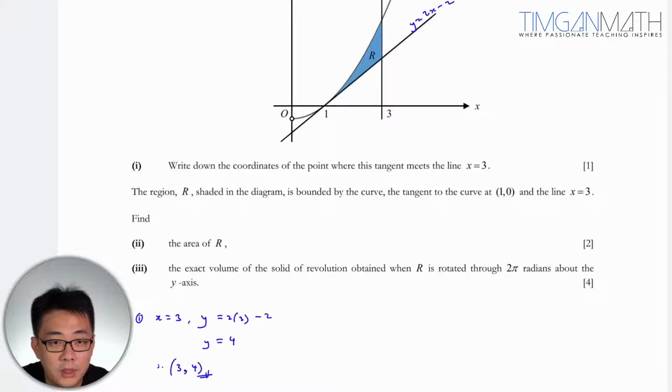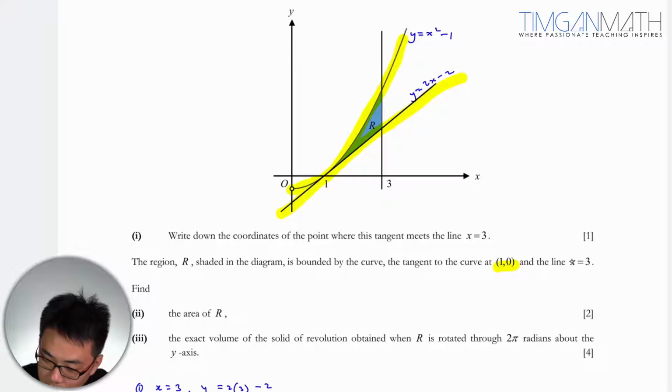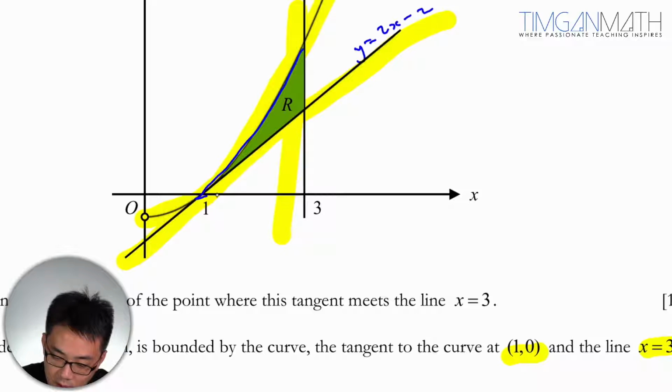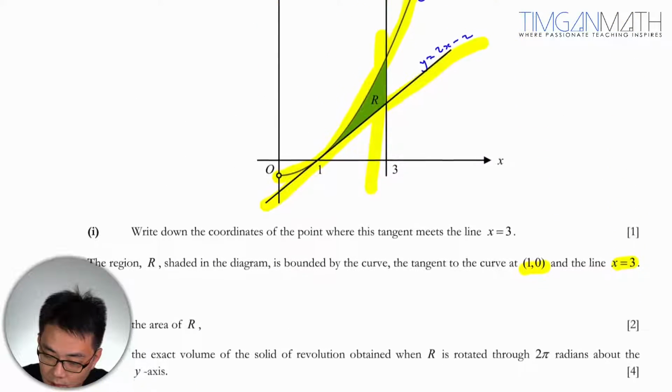Then the region R is shaded in the diagram. It is bounded by the curve, this curve here, and the tangent at (1, 0), which is this one, and also x equals 3. So this is the region R. Find the area of R. I think this is not too bad. You basically just need to find this integral here minus this triangle here.